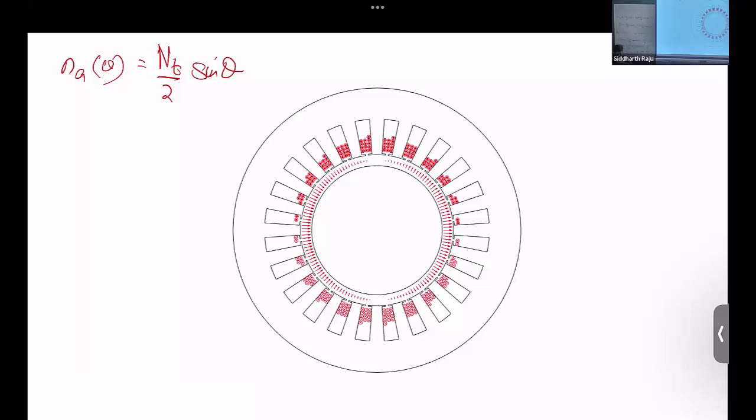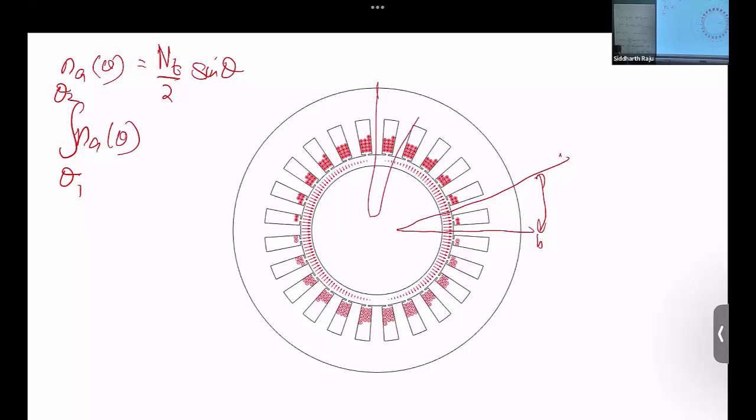So what we do is we have a finite number of slots. For any slot, how do we determine the number of conductors? We basically integrate this NA of theta over the angle the slot sweeps. So take a particular slot, figure out the angle it sweeps, and integrate from the lower bound of the angle to the upper bound. That will be the number of conductors you put in the slot. If you get a negative number in that integration, the conductor goes into the slot. If you get a positive number, the conductor comes out of the slot.